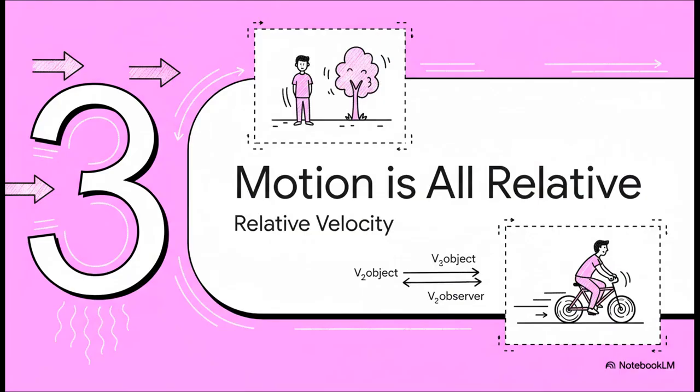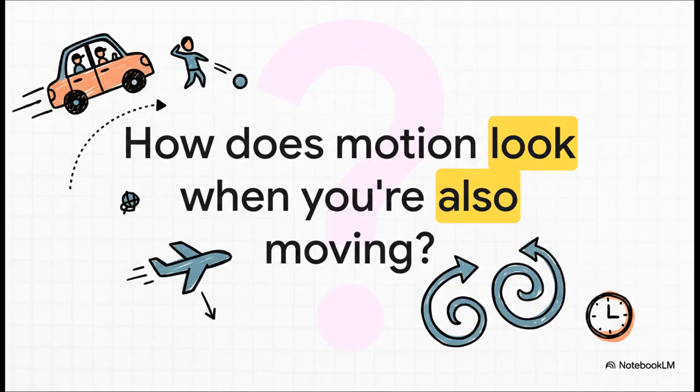Okay, so we've got a handle on how to break down an object's motion. But now let's add a bit of a twist. What happens when the person watching the motion is also moving? This gets us right to the heart of something called relative velocity.